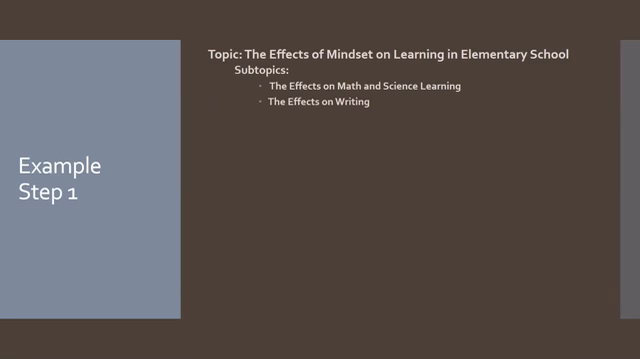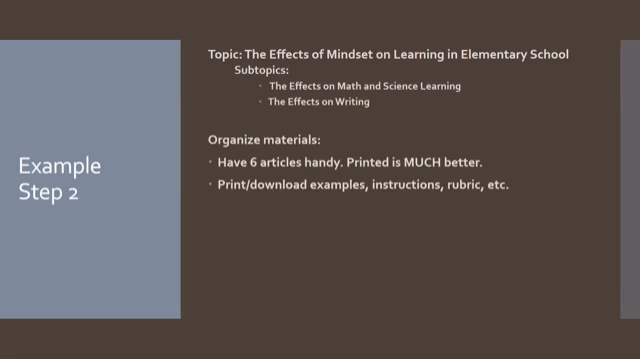Now that I've got these subtopics, I can start organizing all of my materials and getting ready to fill out the template of my outline. You want to have all 6 of your articles handy. If it's at all possible to print them, you really should print them. It makes the process so much easier. You can mark on the pages, and you don't have to switch back and forth between a number of windows on your computer. If at all possible, get them printed.